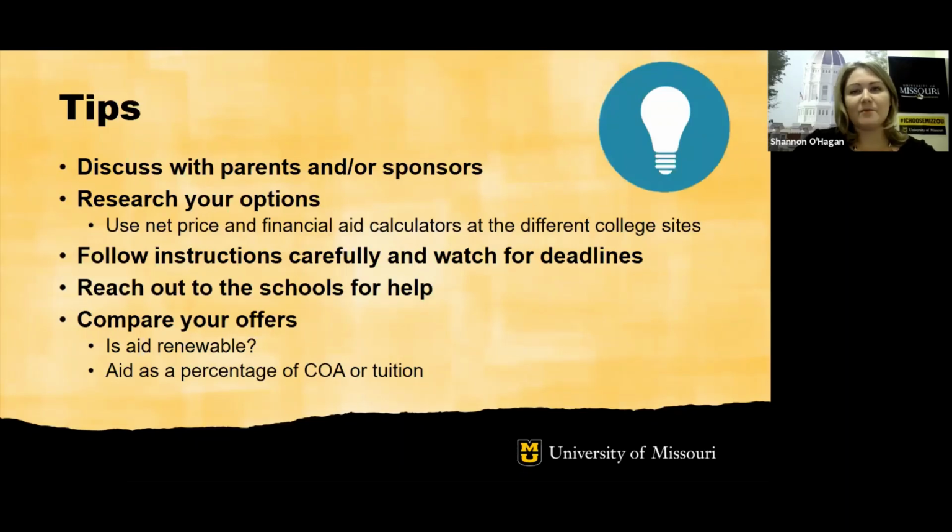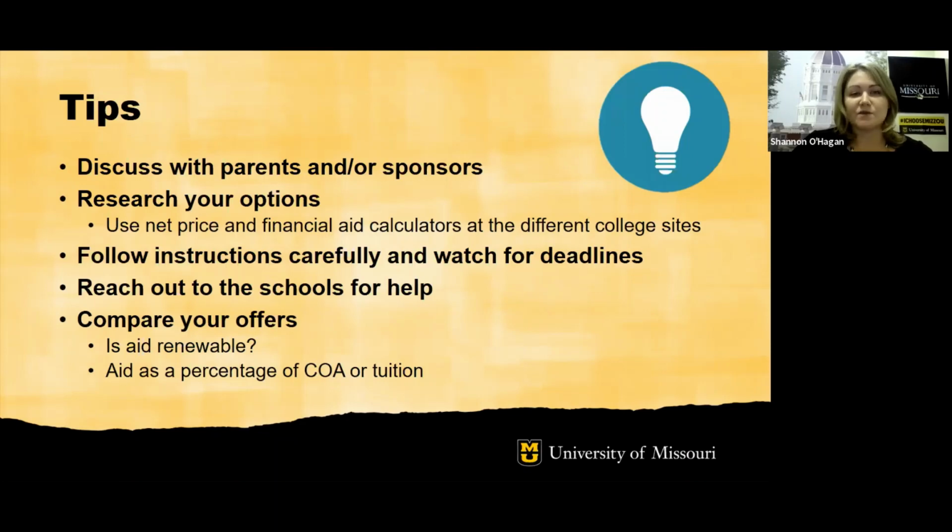So real quickly before we move on to Q&A, I want to let you know these are just some tips that I have for you all. I encourage you to discuss all of this with your parents or your sponsors. Have a real, honest conversation with each other about what's realistic for your family. That way you can know going into your search process how much to expect, and understand, with the scholarships and financial aid available, whether or not you'll be able to make up that difference based on your family circumstances. And use that information to research your options.